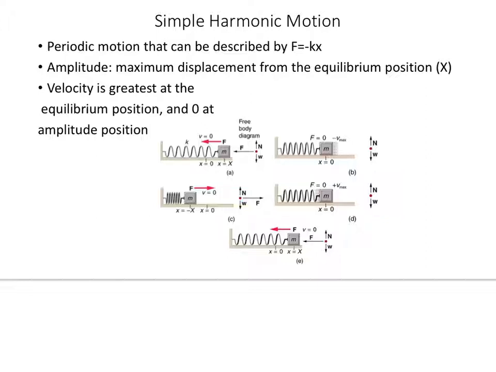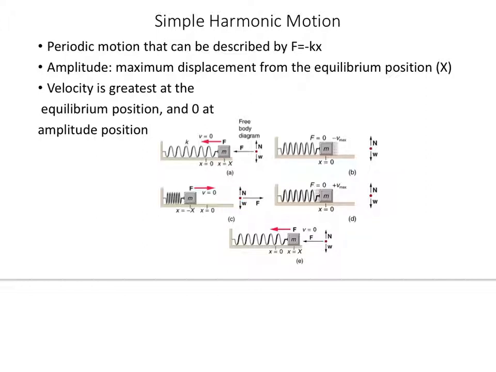Okay, so let's look a little bit more closely at these diagrams here. So notice right here, we've got this mass. It's displaced all the way to the right. X is equal to capital X. That means that it's at maximum displacement from the equilibrium position. Notice at that point, the force is maximum, but the velocity at that point is 0.